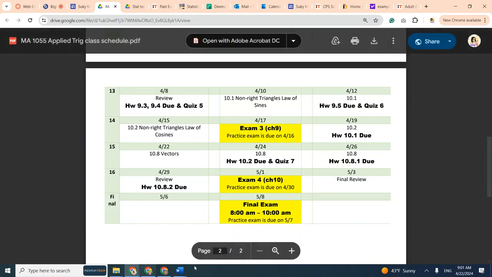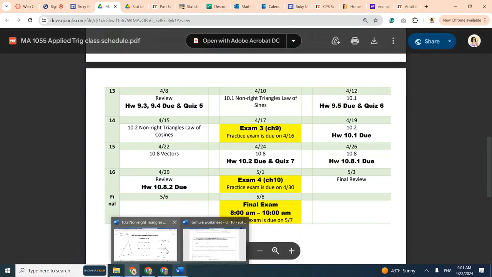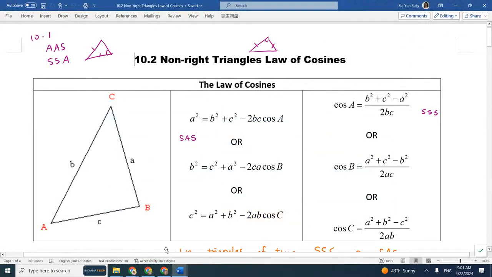Okay, so let's see. This chapter, 10.1, 10.2, is about solving non-right triangles. And we have 4 cases. We have angle, angle, side and side, side, angle, which we use the law of sine. And then last time we talked about side, angle, side and side, side, side. We use the law of cosine.